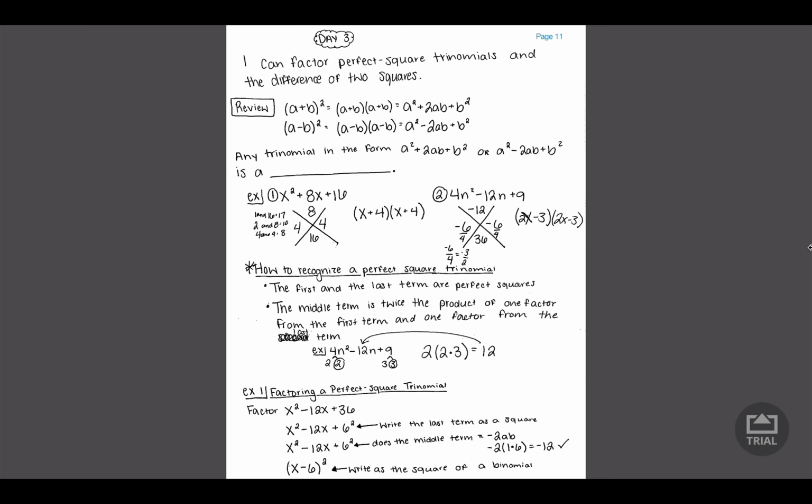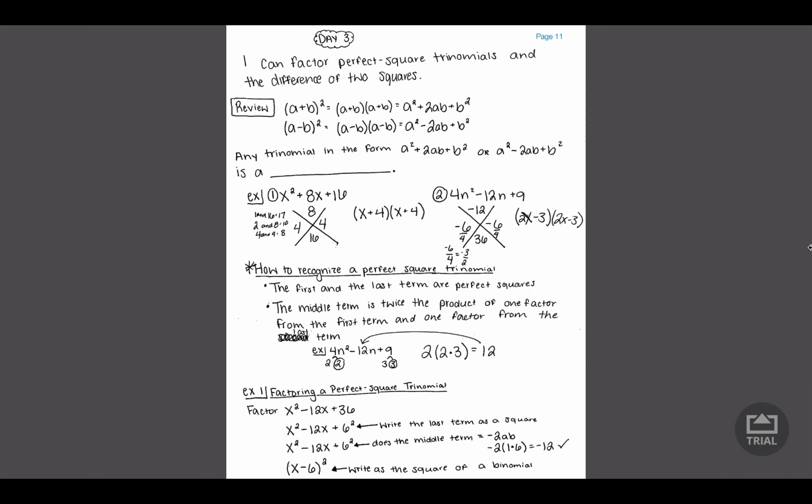So the goal is, when we're done with all this, to be able to factor perfect square trinomials and the difference of two squares. Just like we did special cases when we were multiplying, now we're doing special cases while we're factoring. So you should have out your note packet. You can do this individually. And I do want you to listen to the sound, not just watch the writing and copy it. And you should fill out your note packet on day 3 as we go.